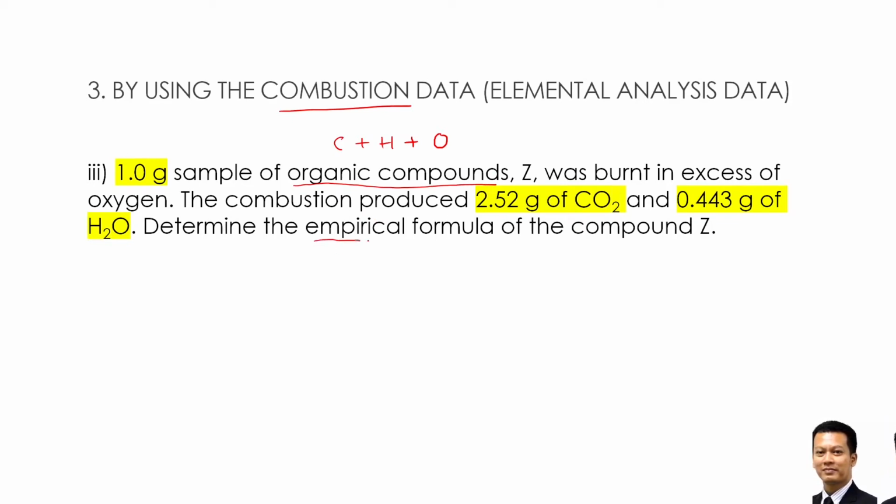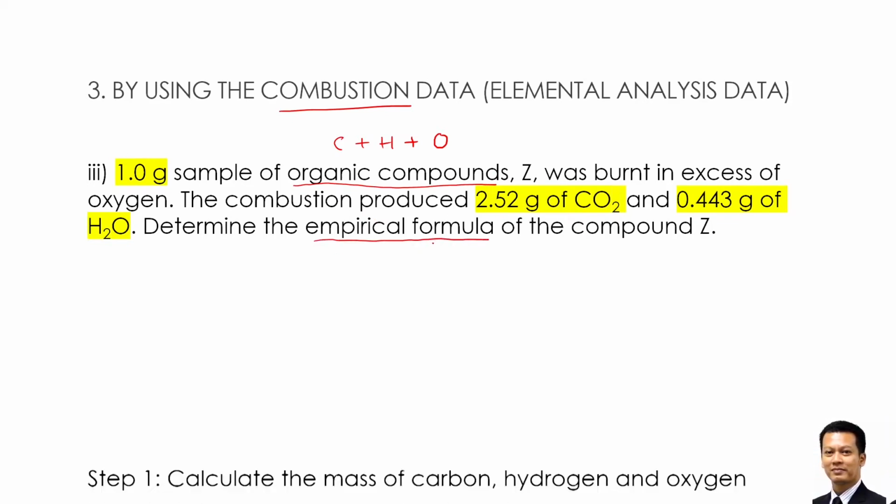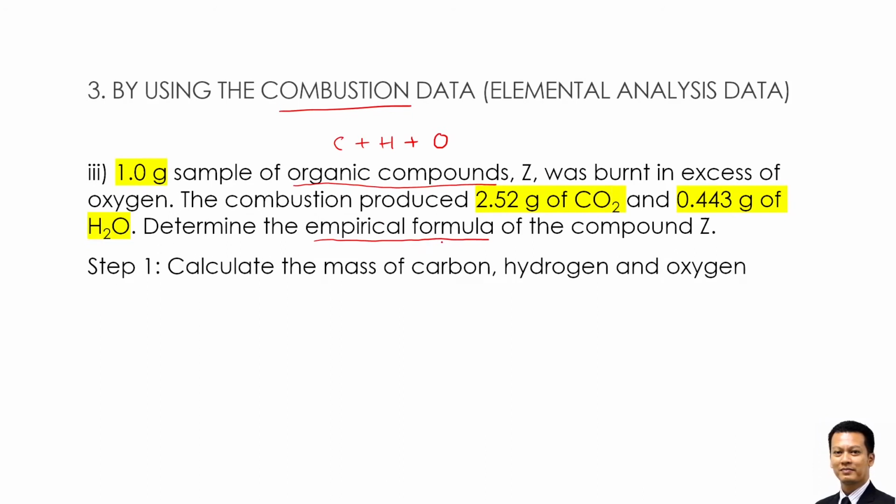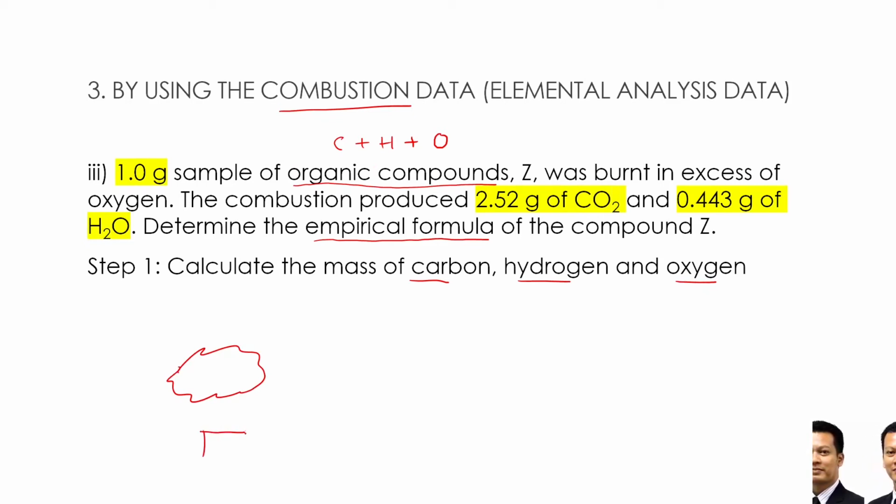So the question only asks you about the empirical formula. So step 1, what you need to do is to calculate the mass of carbon, the mass of hydrogen, and the mass of oxygen. Okay, it's like this. Imagine we have a sample. This sample is burned with fire. This sample is 1 gram, and inside this sample, it contains carbon, hydrogen, and oxygen.